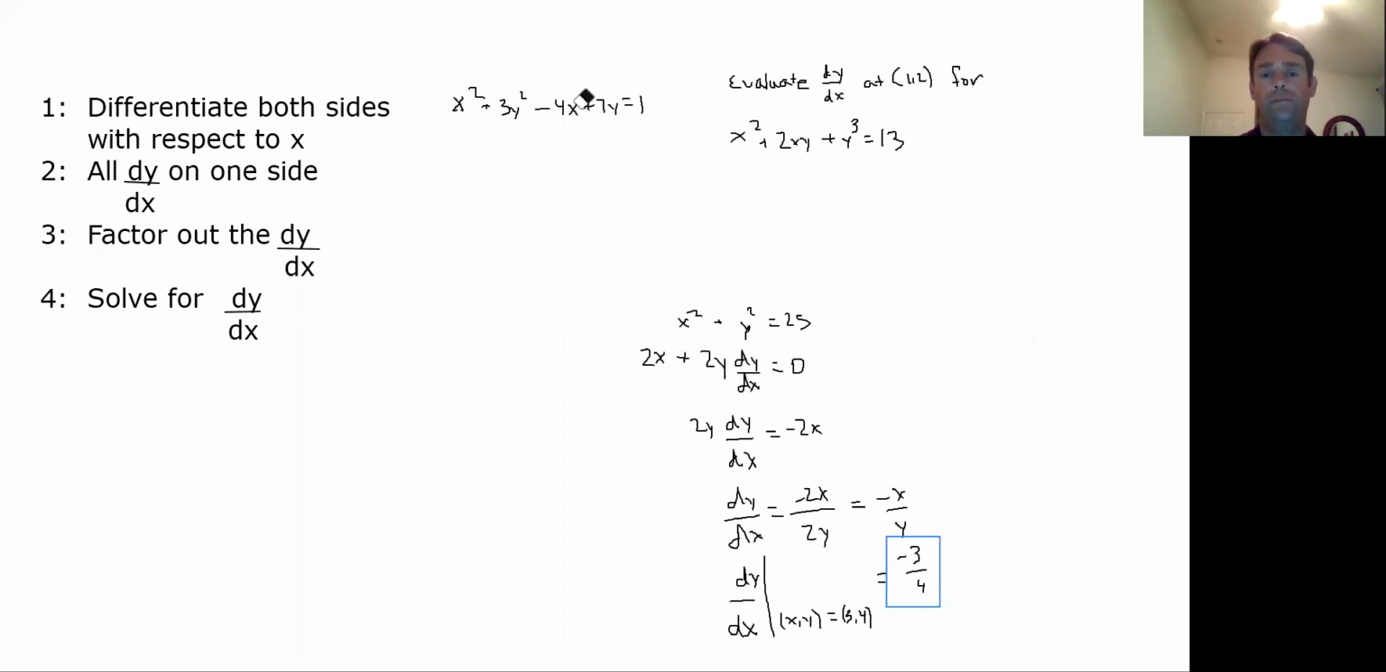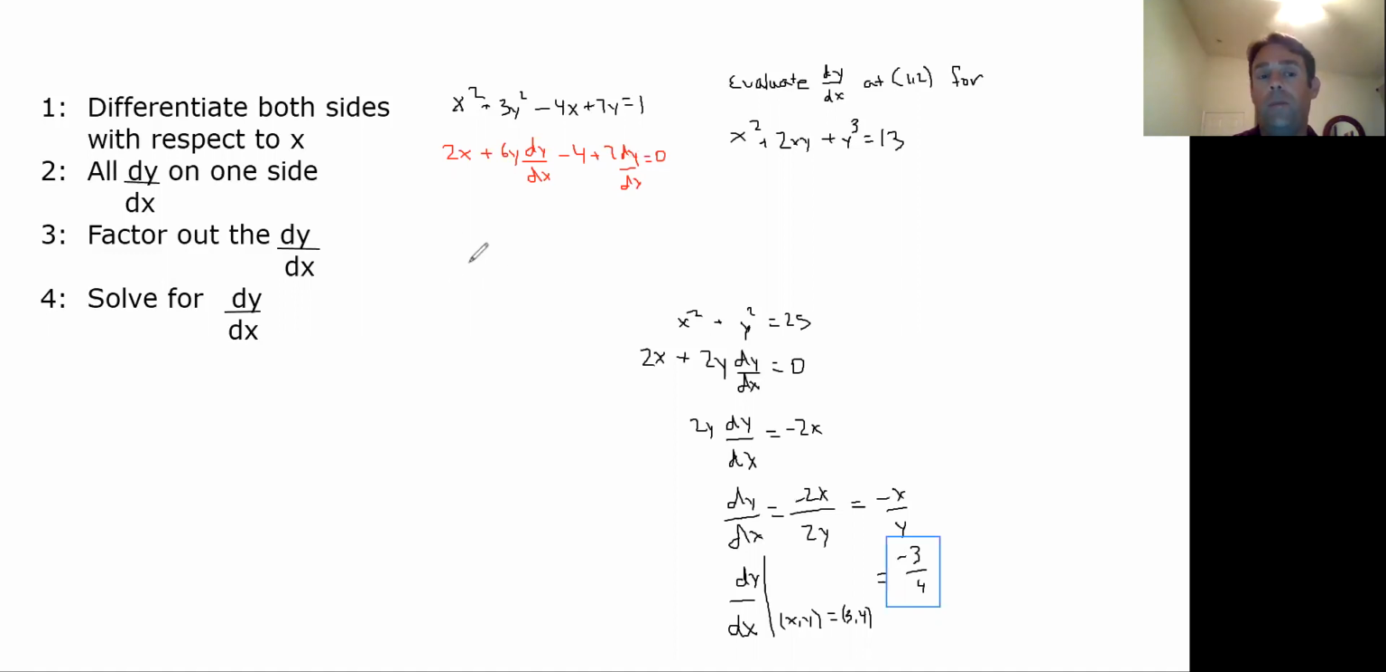Okay, let's try it. So the first thing we're going to do is take the derivative of every term. So x squared, well, that'd be 2x. 3y squared, well, that'd be 6y. But remember, that was a y, so at the end of each time we take the derivative of y, we're going to add dy/dx. Negative 4x, well, that's negative 4. Plus 7y, so that's 7 dy/dx. Equals 0.